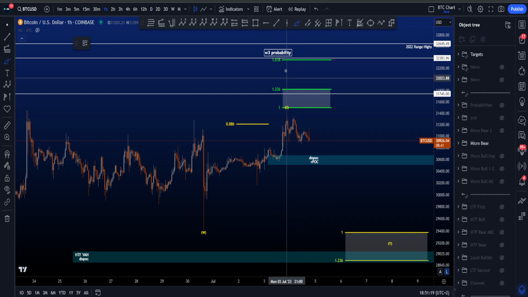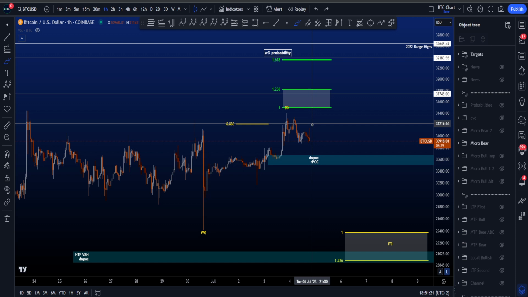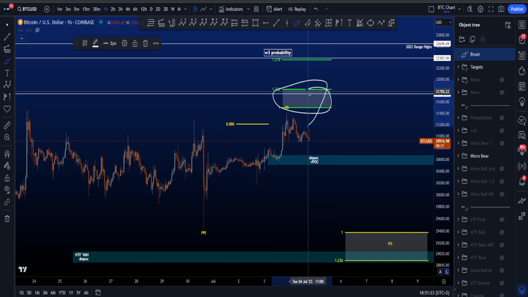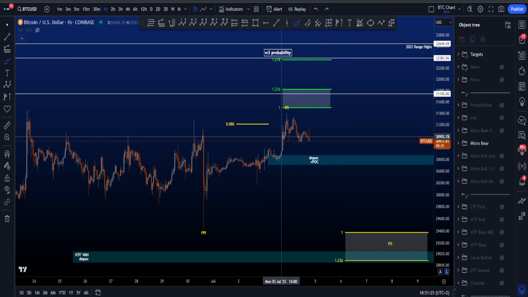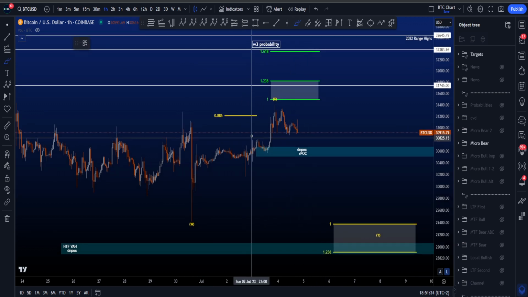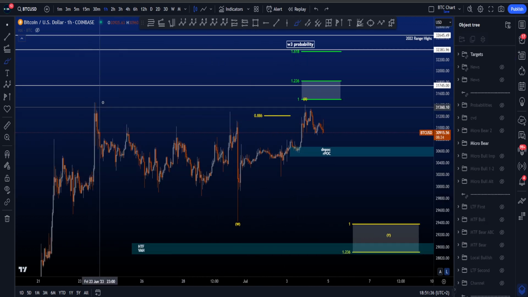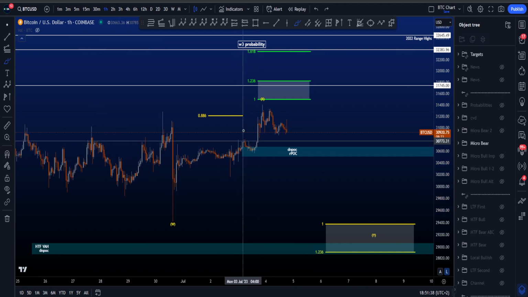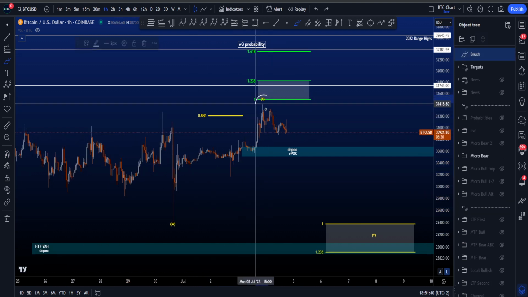Now in this scenario, what you also see is the 1.618. If price is going to pump through this area and move towards the 1.618, the probabilities go up for the bullish scenarios. We also have the 2022 range highs over here. Then lastly, you see the 886 on the chart, which is pulled from the high to the low of W. This is a valid target for the high of a wave X.